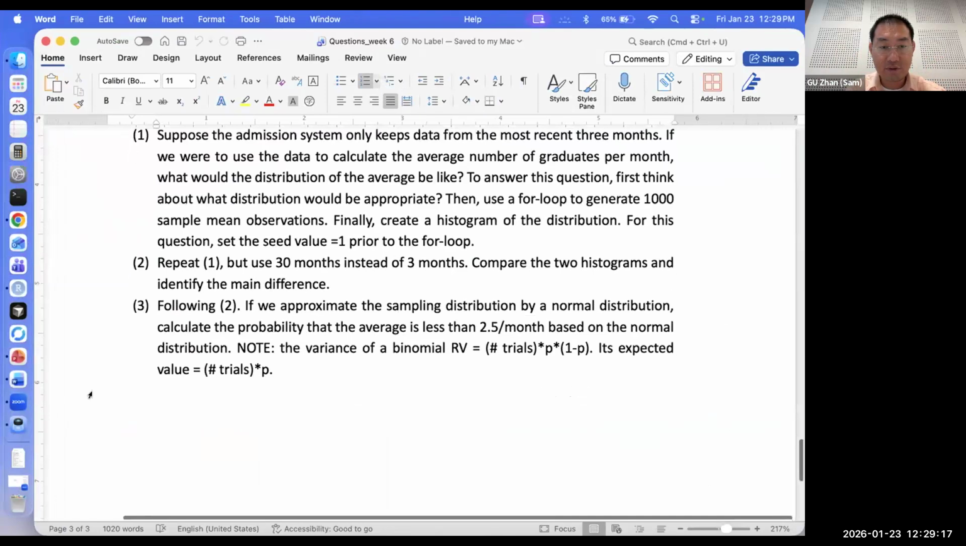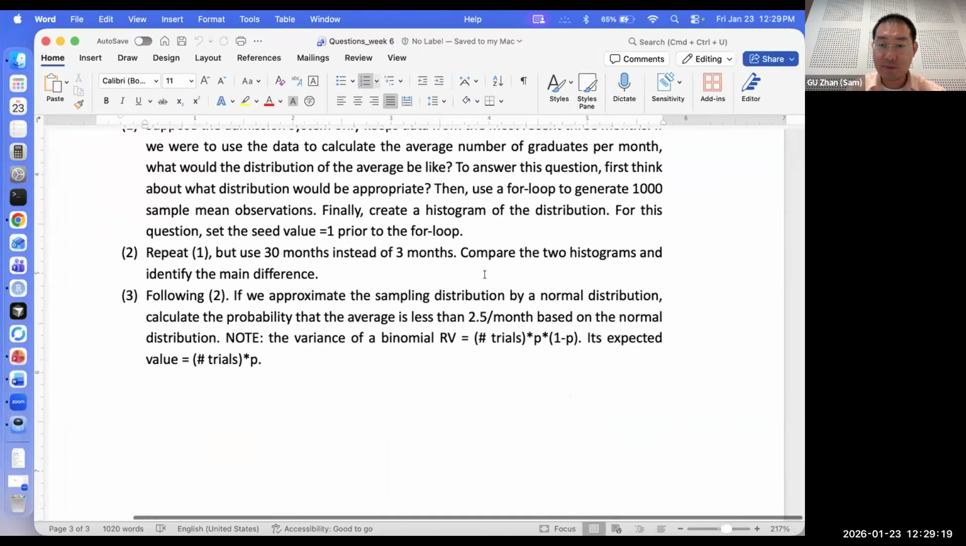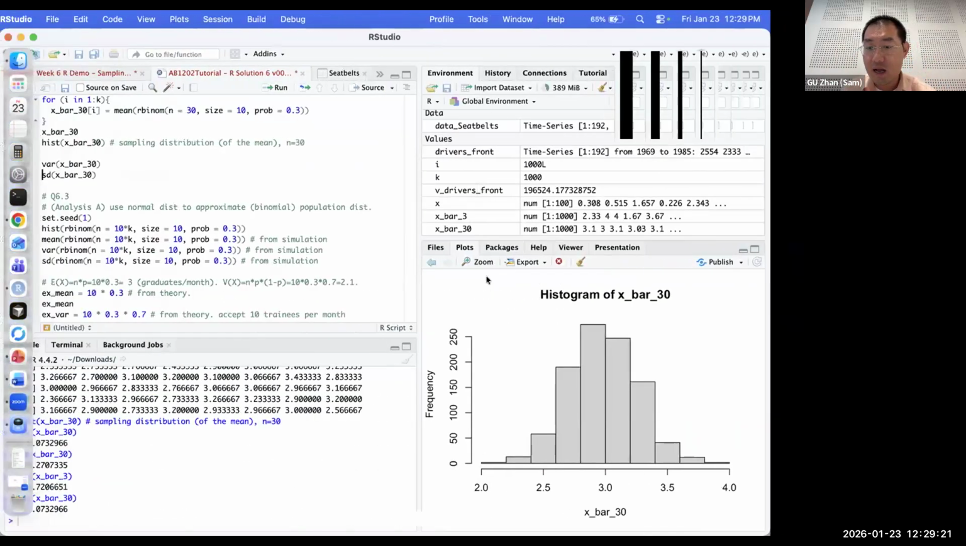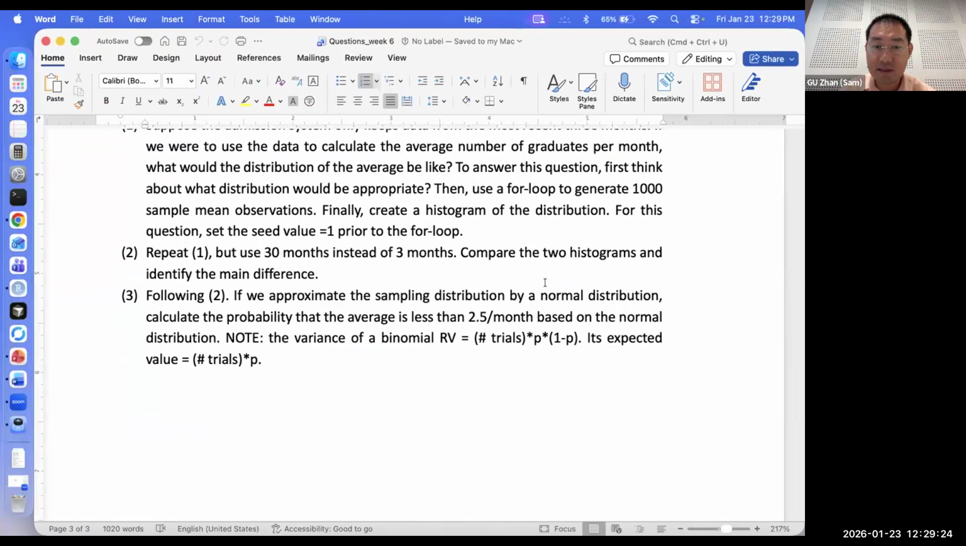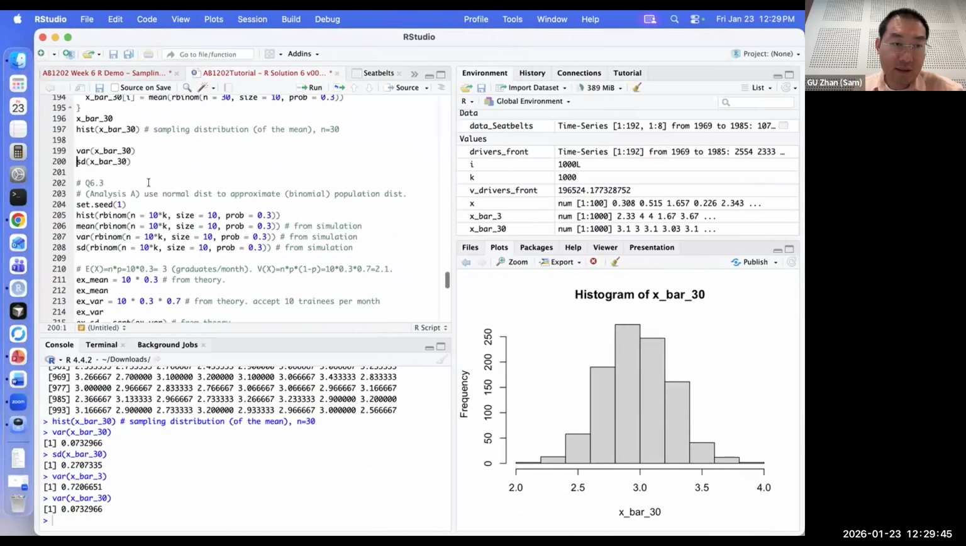Next, following two, we approximate the sampling distribution by a normal distribution. Calculate the probability that the average is less than 2.5 months based on the normal distribution. Note the variance of a binomial random variable is number of trials times p times 1 minus p. Expected value is number of trials times p.